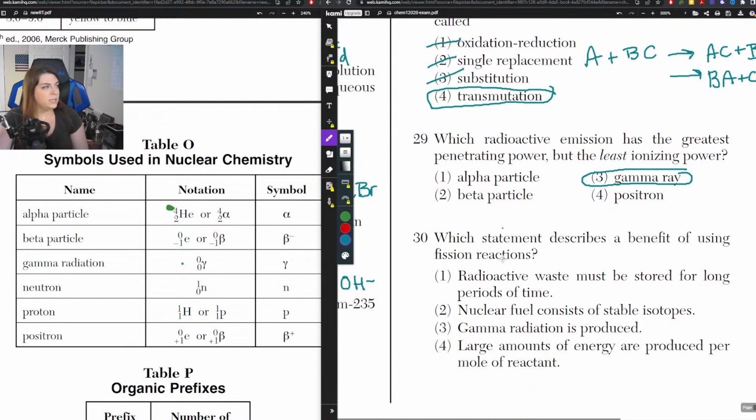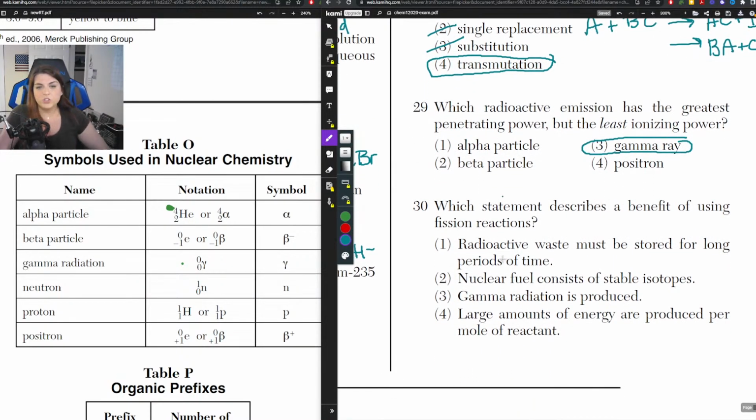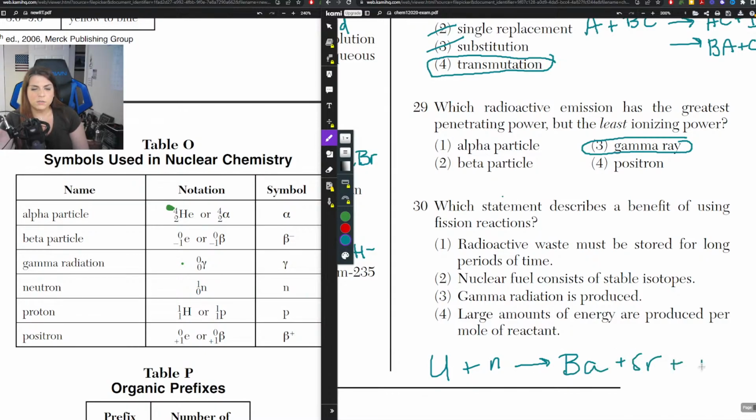Okay, last in this part A is question 30. Which statement describes a benefit of using fission reactions? Fission reactions are the ones where you have like a really big element. Let's say we have uranium. We're going to launch a tiny little neutron at it, and then it's going to break apart into like barium and strontium and then maybe some other neutrons. And it just kind of like chain reactions over and over again.